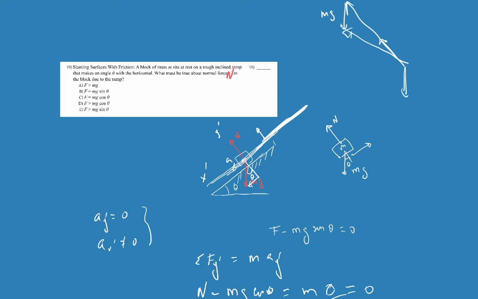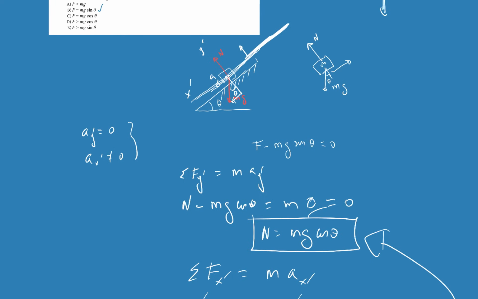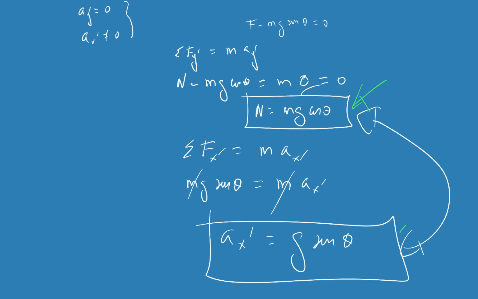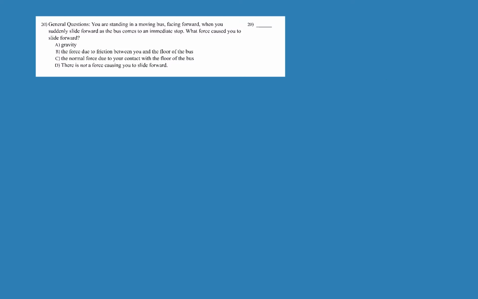The normal force is mg sine of theta. So let's see if n is mg cosine of theta. No, it's not equal. It's this one. This is the correct answer. The C is correct. The n is mg cosine of theta, and the other correct answer is that ax prime is g sine of theta. Okay, read the question and try to answer.